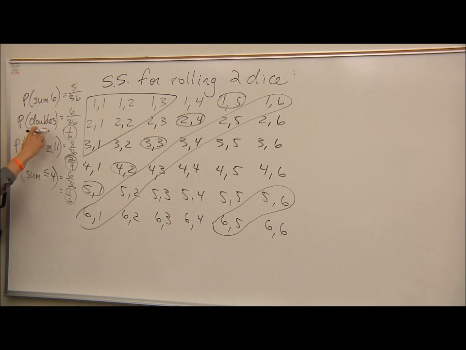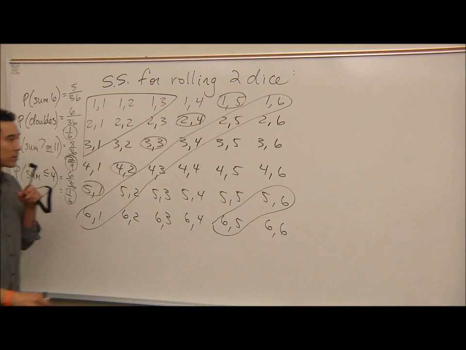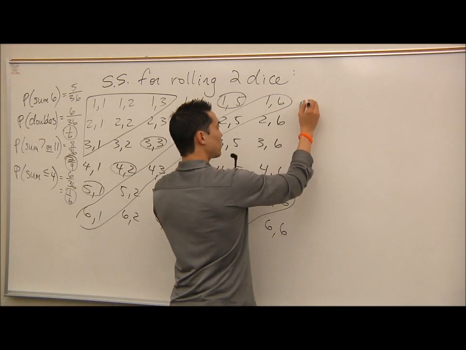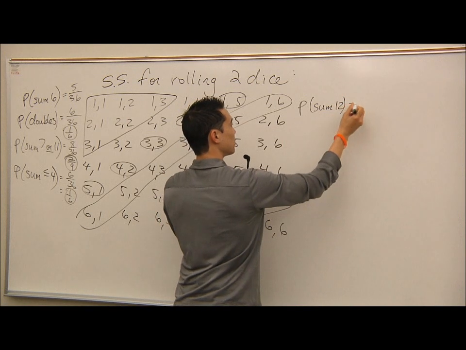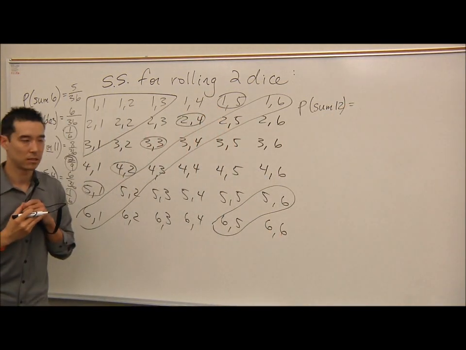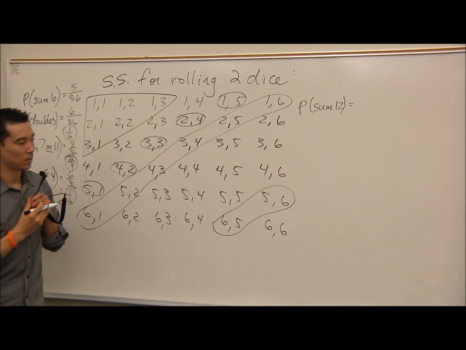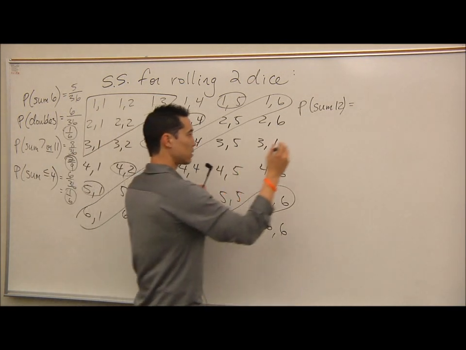Probability of getting doubles, 1 out of 6. Probability of getting a sum less than or equal to 4, 1 out of 6. It's true. Okay. Okay, next question. What's the probability of a sum of 12? One out of 36. Does everybody agree with that?